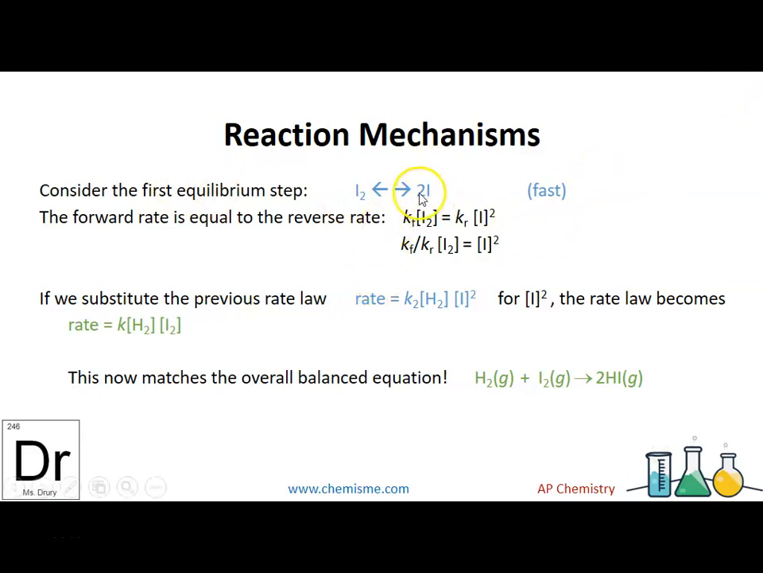So remember, for elementary steps, you just put that as its order. If I rearrange this equation, I would get kf over kr times I2 equals I squared. And if we substitute this in the previous rate law, which was rate equals the slow step k times H2 times I squared, instead of I squared we can put in kf over kr times I2, and it becomes this. Hey, don't those have the same species as the overall reaction? It does, which means it is consistent. I just had to modify some stuff.